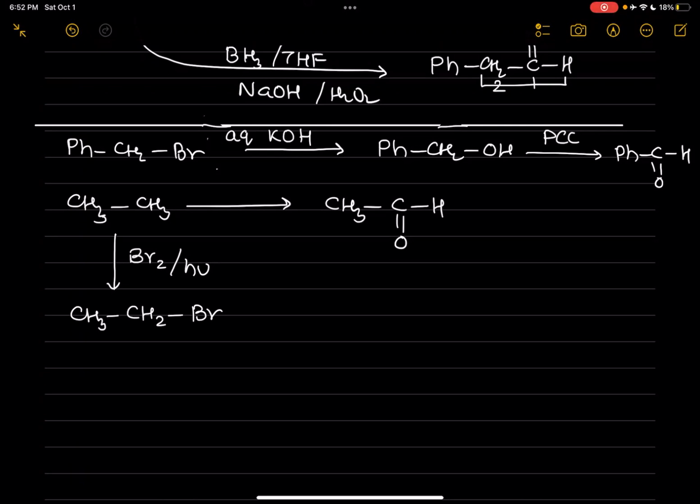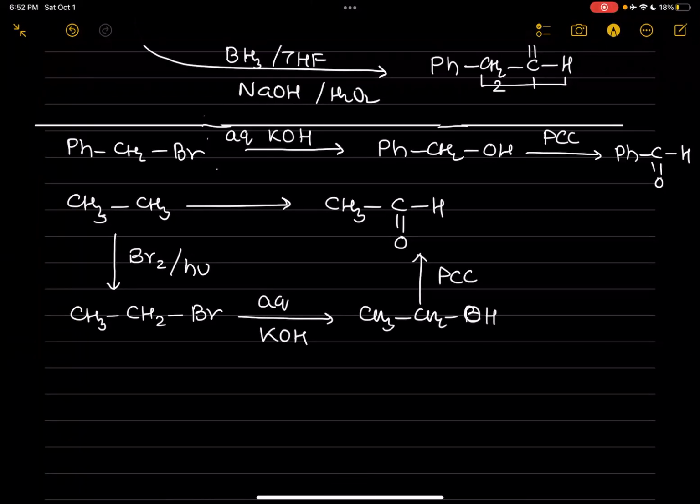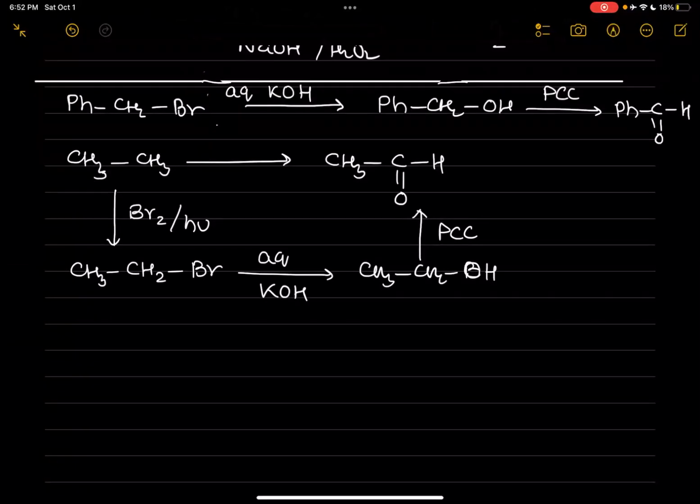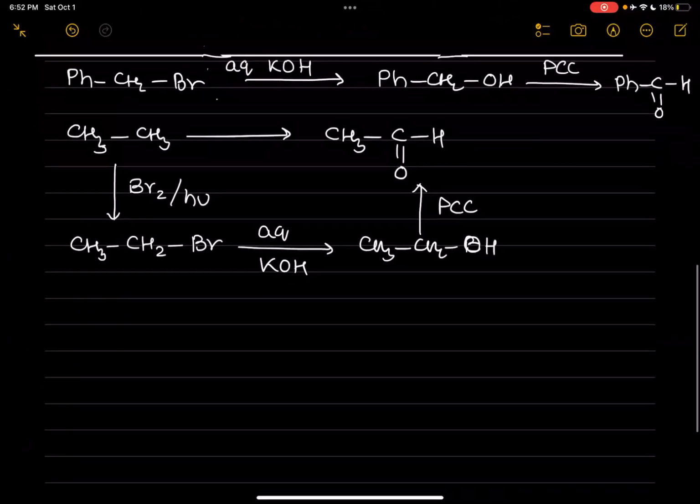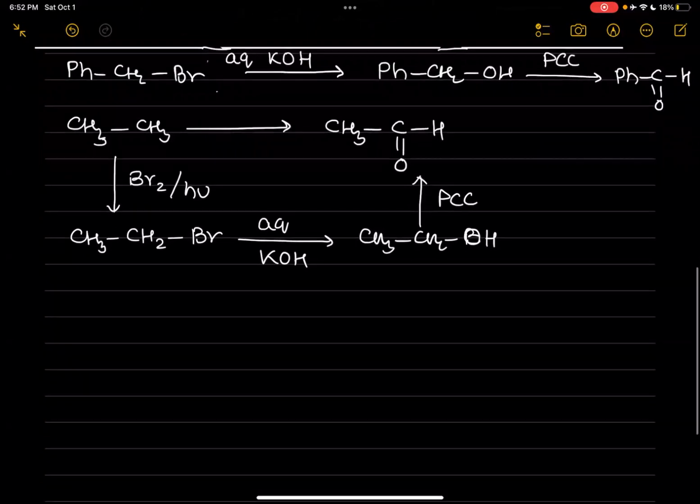Right. So if you have Br, you can just use aqueous KOH, and that will change it to CH3CH2OH, and then you can take the PCC, which will oxidize this OH to a double bond. That could be one of the methods, right?